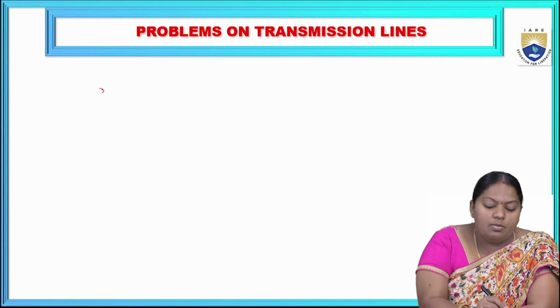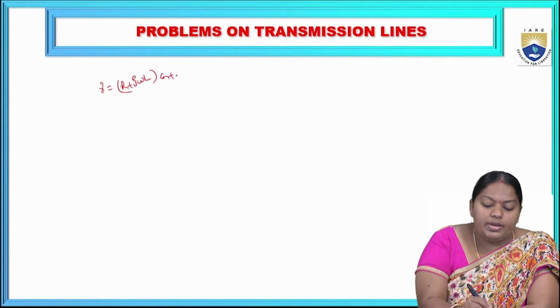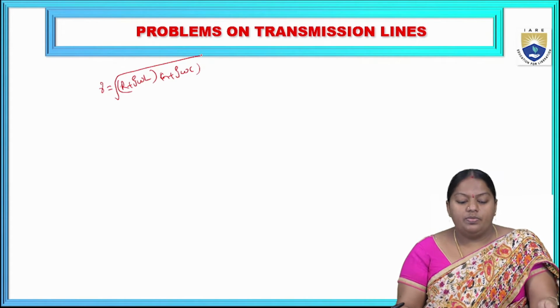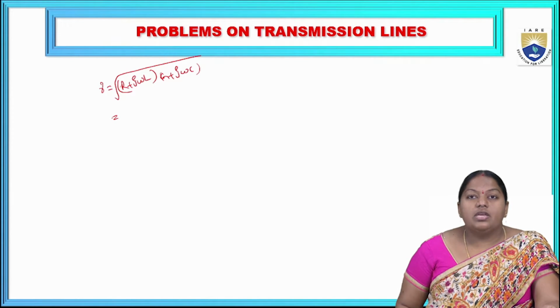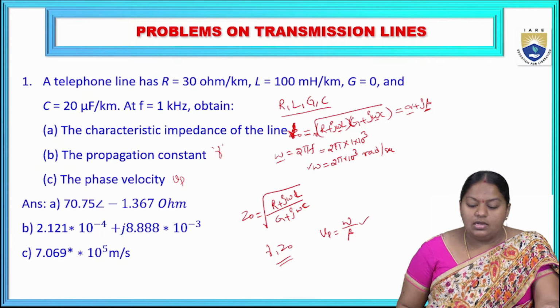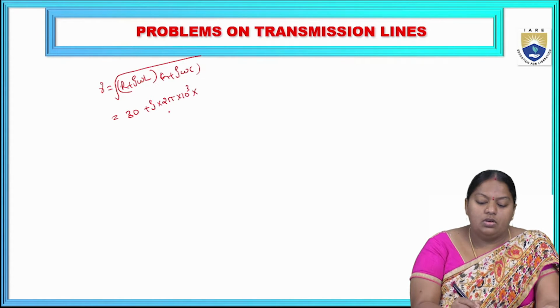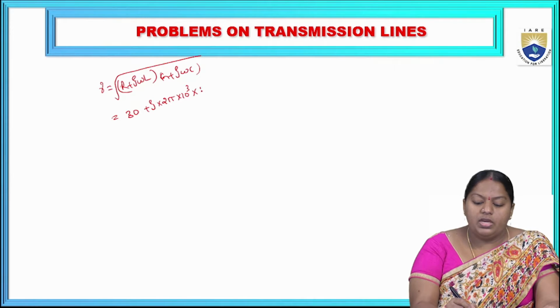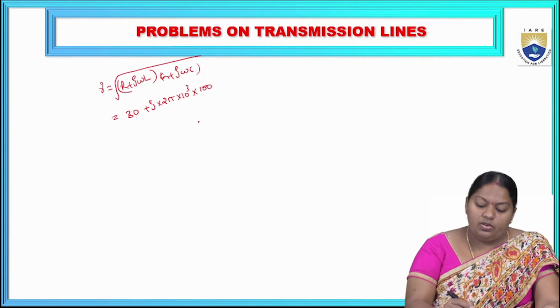So the first one is gamma equal to root over (R plus j omega L) into (G plus j omega C). So from this, if you substitute the RLGC values and the omega value from the given data, that is 30 ohm per kilometer, then 30 plus j into 2 pi into 10 cube, which is the omega value, and the L value needs to be 100, that is from the given 100 millihenry per kilometer.